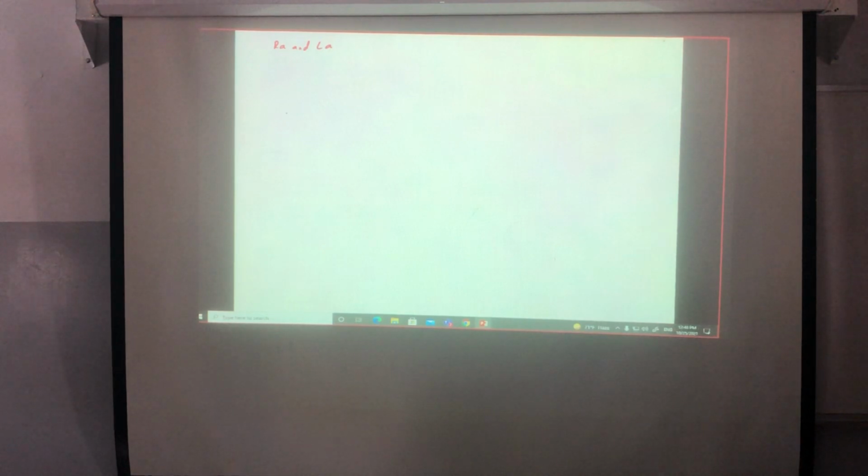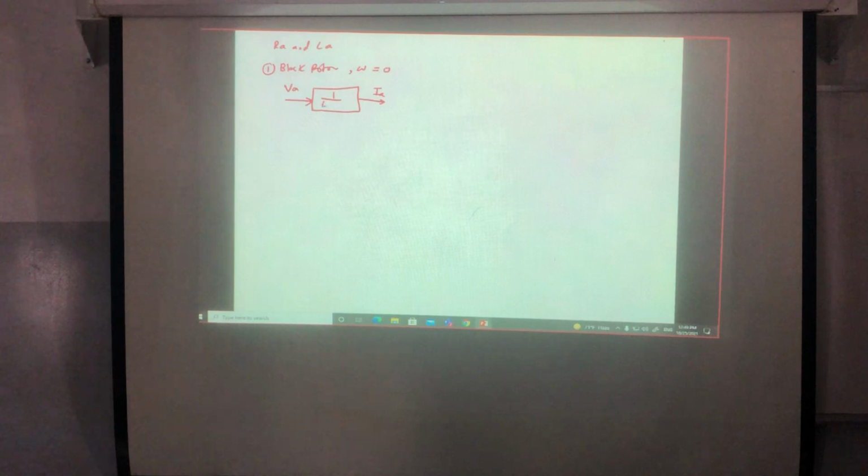So the first thing I will do is measure RA and LA in the same test. To do so, I will do block rotor. What is the meaning of block rotor? It cannot rotate. So simply omega equals 0. So I will end up with a very simple first order system. The input is VA and the output is IA, and this one is 1 over LAS plus RA.